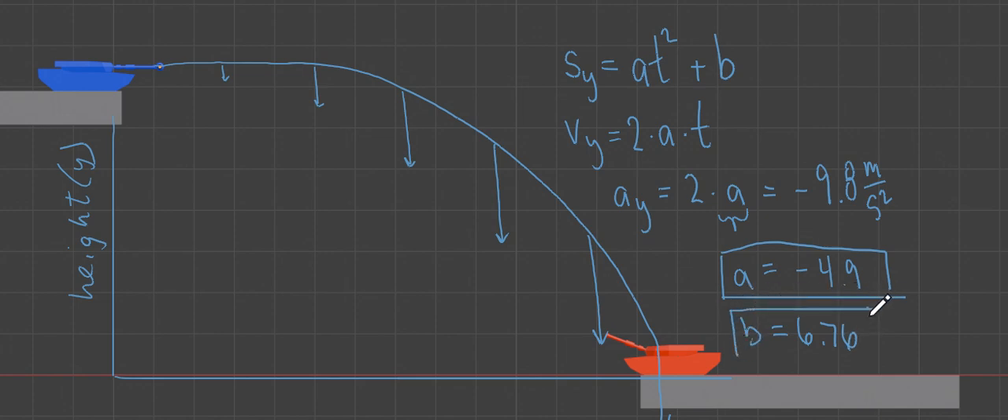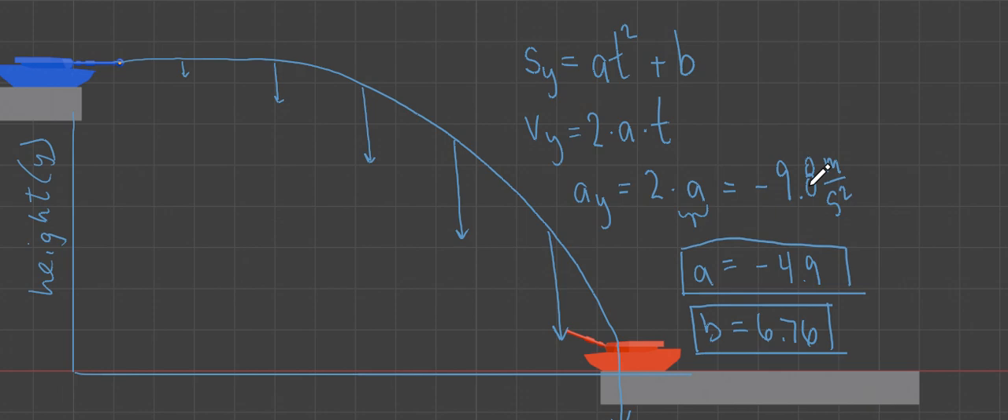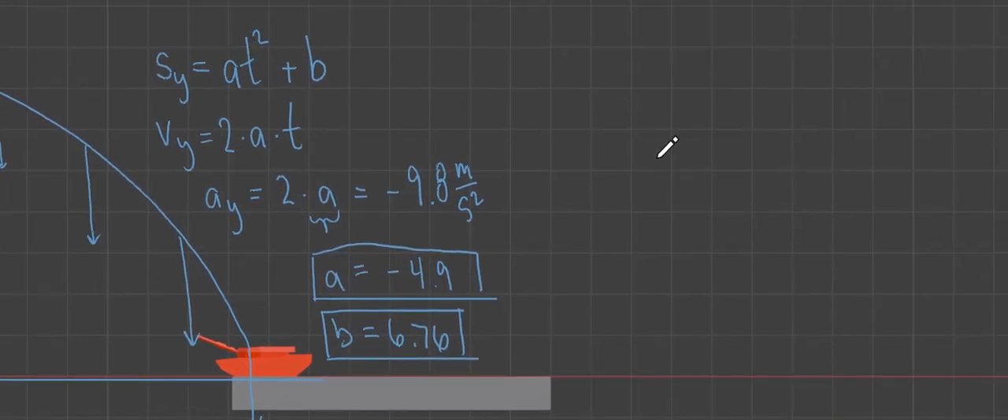So now we've found the two missing pieces for the equation describing the projectile's location as time goes on. What we see is that the position on the y-axis is negative 4.9 t squared plus 6.76.